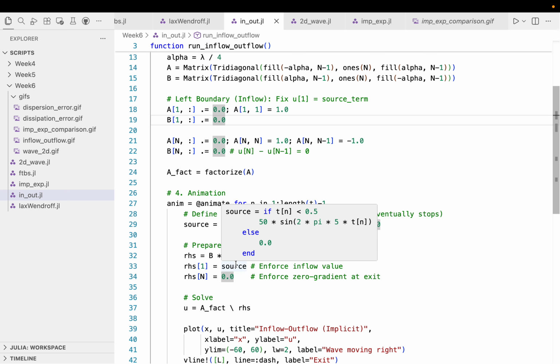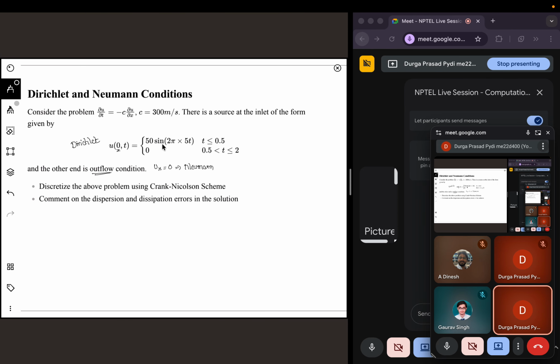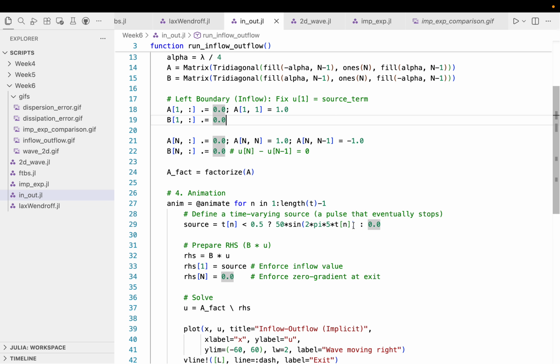RHS of 1 will be whatever source term I'm solving for, where the source term is calculated from this equation: 50 sine 2 pi times 5t for t less than or equal to 0.5. Otherwise, it is equal to 0.